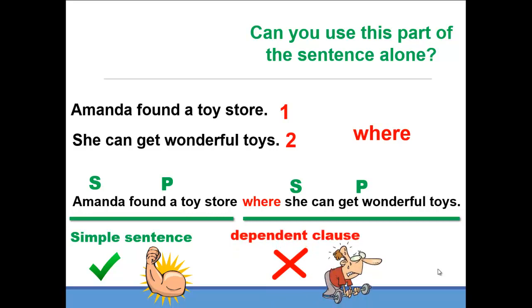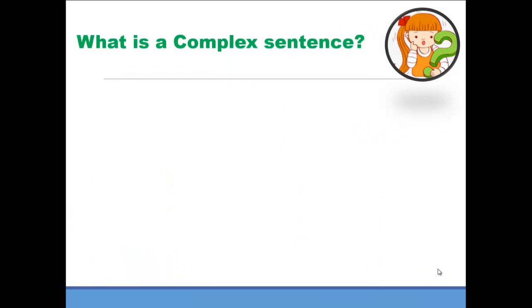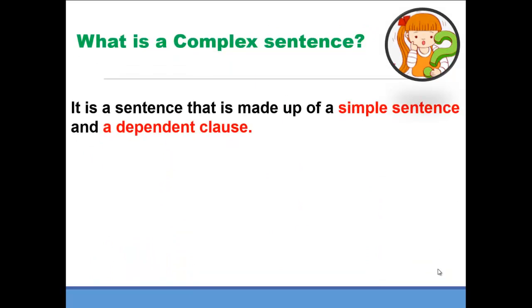So what do we call it? We call it a dependent clause. So a simple sentence and a dependent clause, when they are joined together, will make up a complex sentence. Great. So my question is, what is a complex sentence? A complex sentence is a sentence that is made up of a simple sentence and a dependent clause.